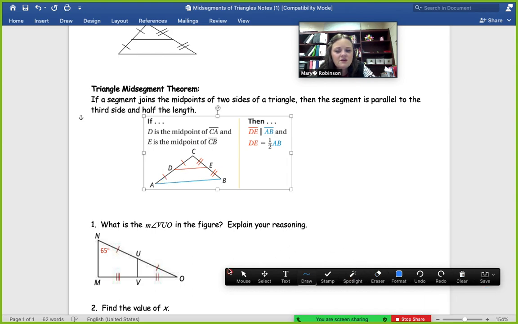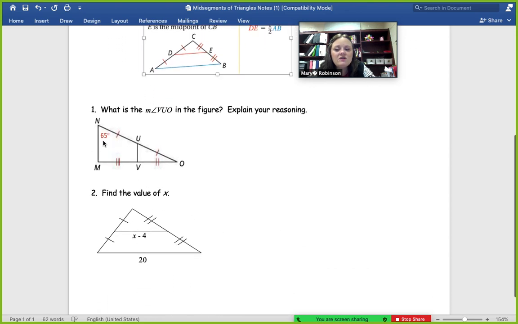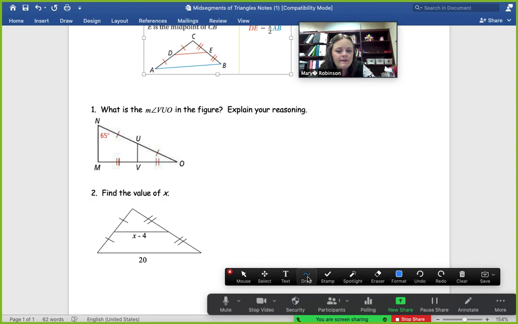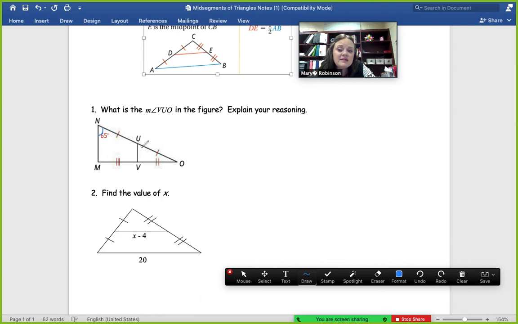So if I move this up and just kind of outline for you, what is the measure of angle VUO in the figure? Let's think about what we know. We know that this angle here is congruent to this angle formed by the midsegment. Why? Because NM and UV are parallel. So let me just remind you that sometimes you'll see a symbol like a V on these lines to indicate what lines are parallel. So that means UV is parallel to NM, and because these two lines are parallel, if you were to think of NO as a transversal cutting through two parallel lines like we've been studying, then corresponding angles are congruent.